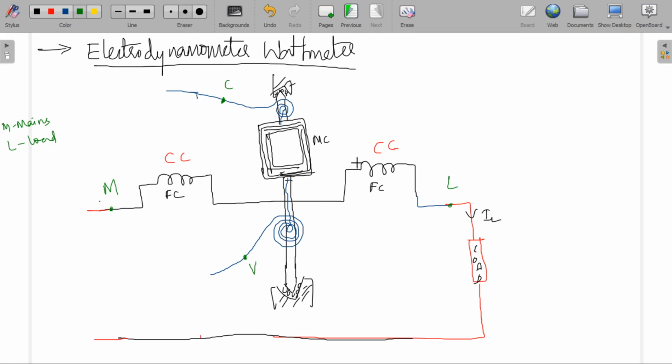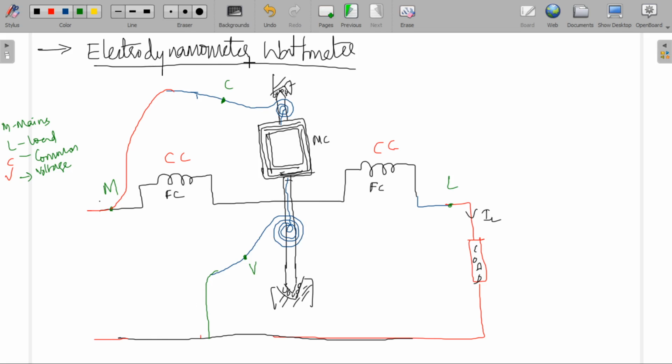If I want to use this instrument as a wattmeter, I will join these two terminals, MC. The MC terminals should be shorted. We are going to have M, L, C, V. M stands for mains, L stands for load, C stands for common, V stands for voltage. Now this is connected to this.